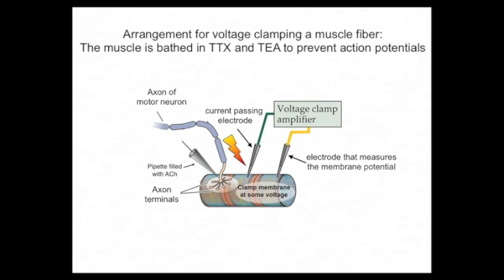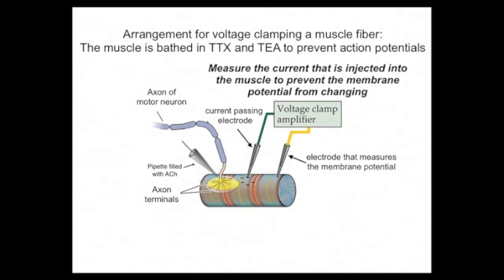Next, we puff acetylcholine onto the synapse and open acetylcholine receptors. Positive current then passes through the receptors that normally would depolarize the membrane, causing the end plate potential. However, the current passing electrode then passes an equal amount of negative current into the muscle fiber, which prevents the membrane potential from changing. The current that has to be injected into the muscle to prevent the membrane from changing is what we measure. Remember, the current that we passed is equal to the current flowing through the acetylcholine channels.